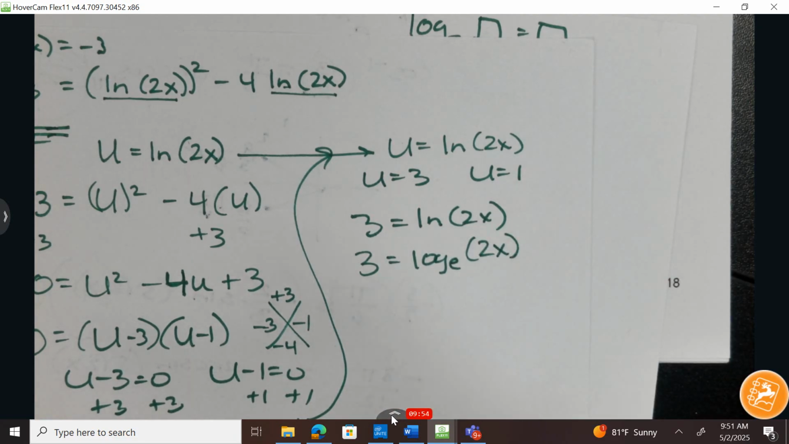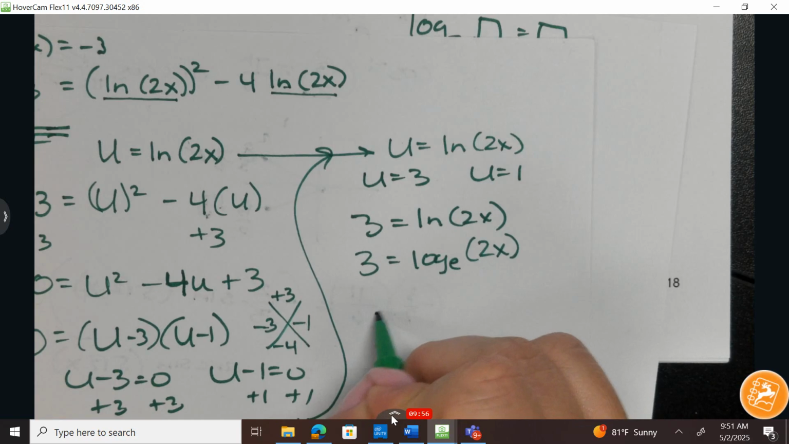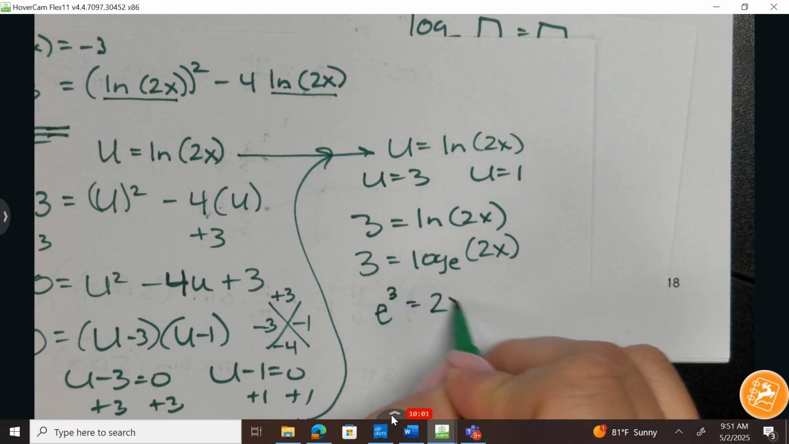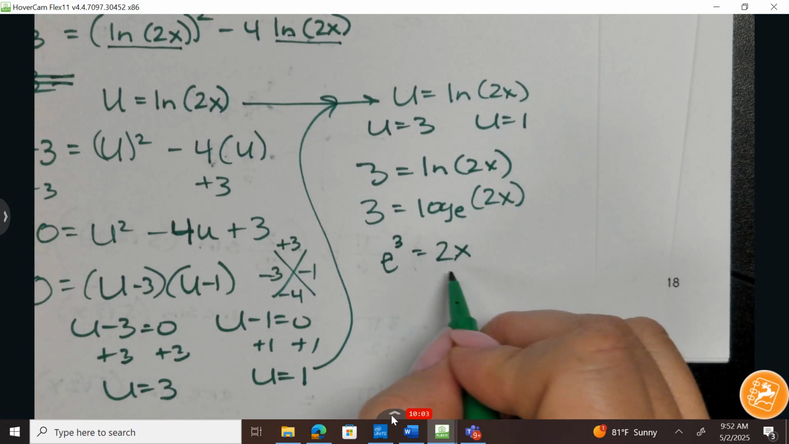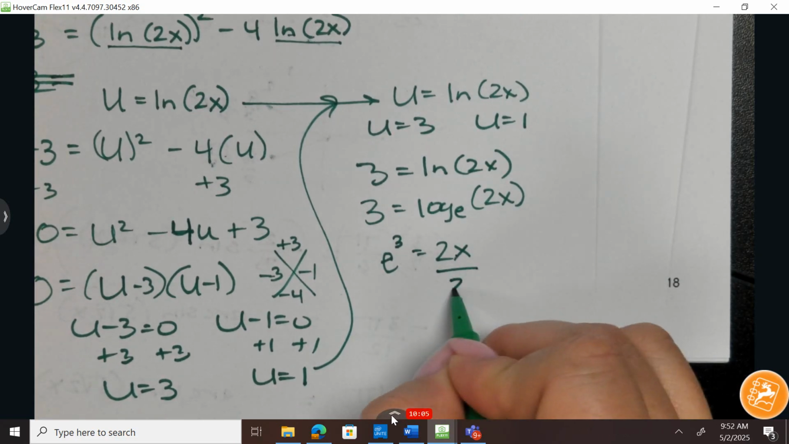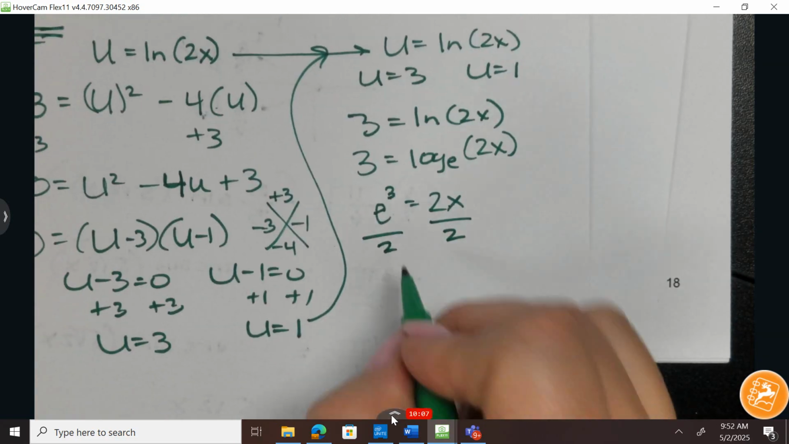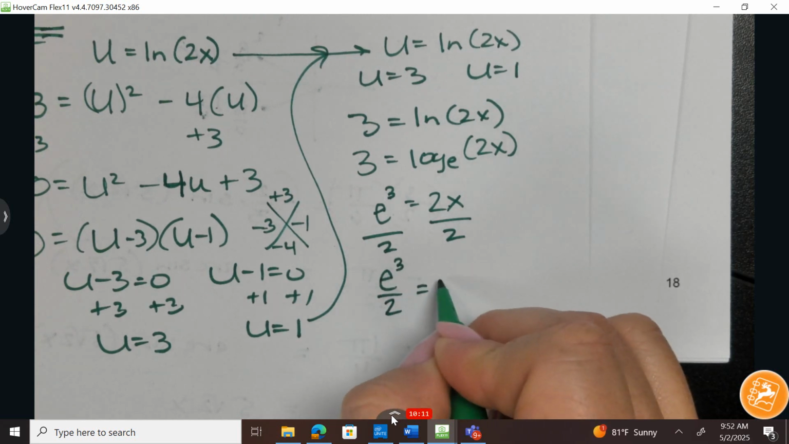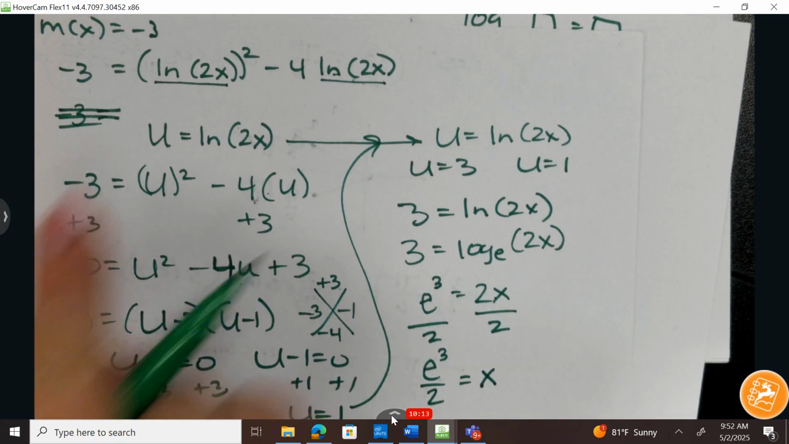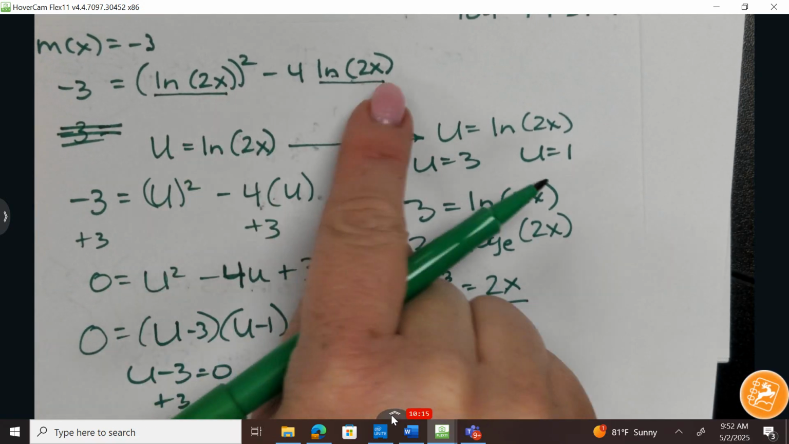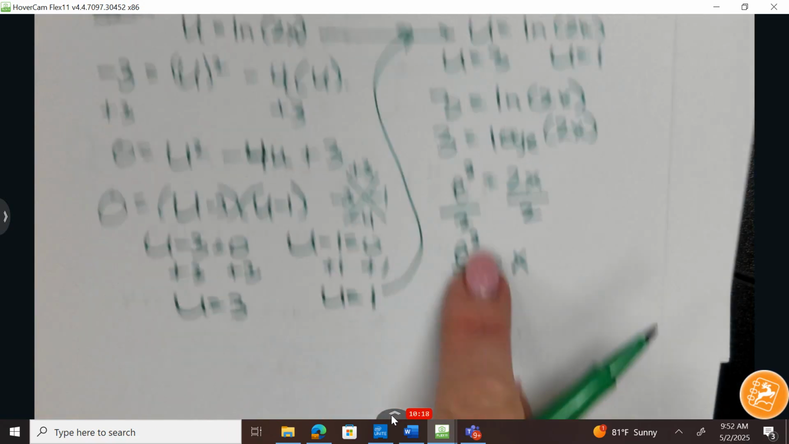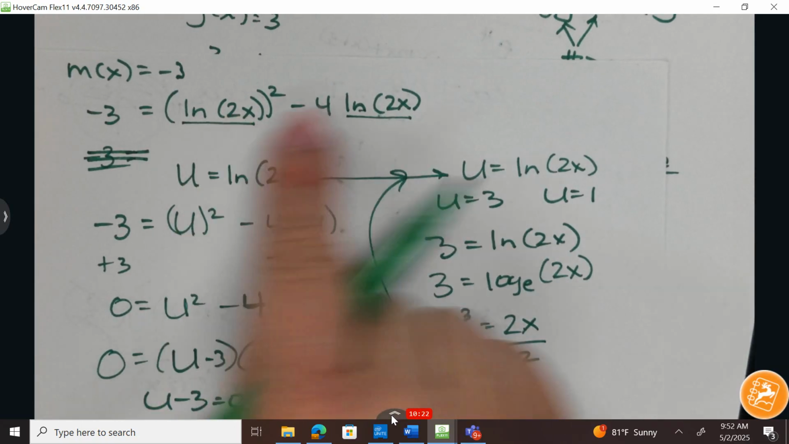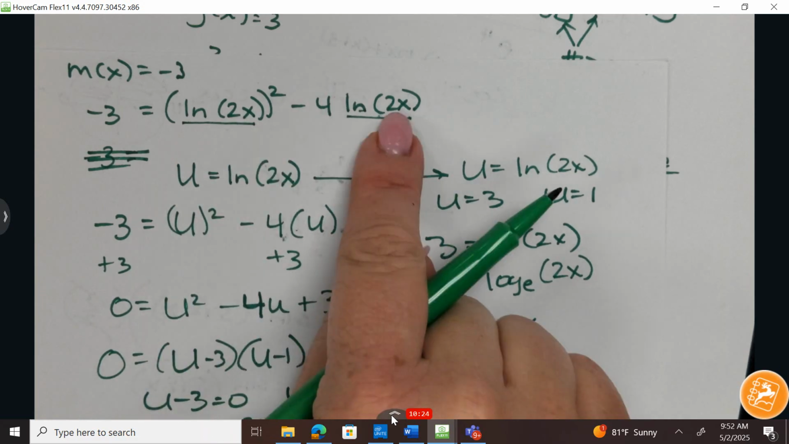Remember, we can write this in exponential form. It's base raised to the value on the opposite side of the equal sign equals, in this case, 2x. And then now to isolate the x, I'm going to divide by 2 and divide by 2. So e raised to the third divided by 2 equals x. Remember that the value inside any log needs to be positive, and a positive value raised to the third divided by 2 is still going to be positive, so it's not going to impact the domain.